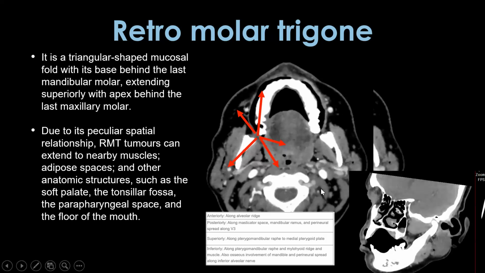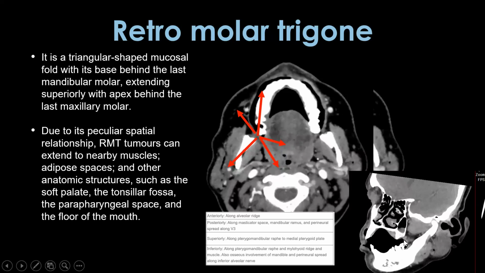So again, in retromolar trigone, there is another reformat that we use. This is a pure axial image. There are certain reformats or post-processings that we can do in CT scans or MRIs, and we can have certain oblique sections to exactly delineate certain areas. So this is an axial section. If I align along it, we can get an oblique sagittal section. This is not a true sagittal section, and in that, I can appreciate the retromolar trigone region very well.